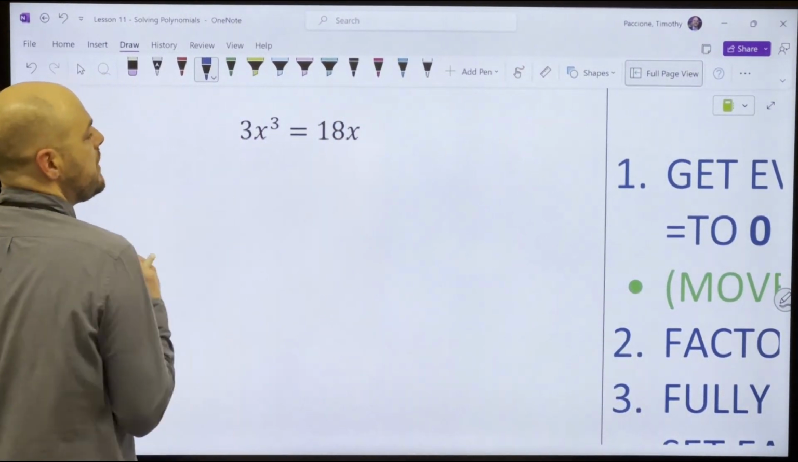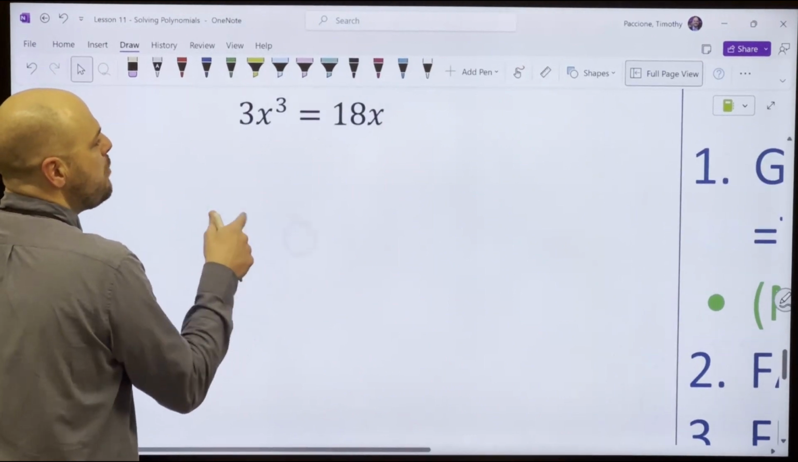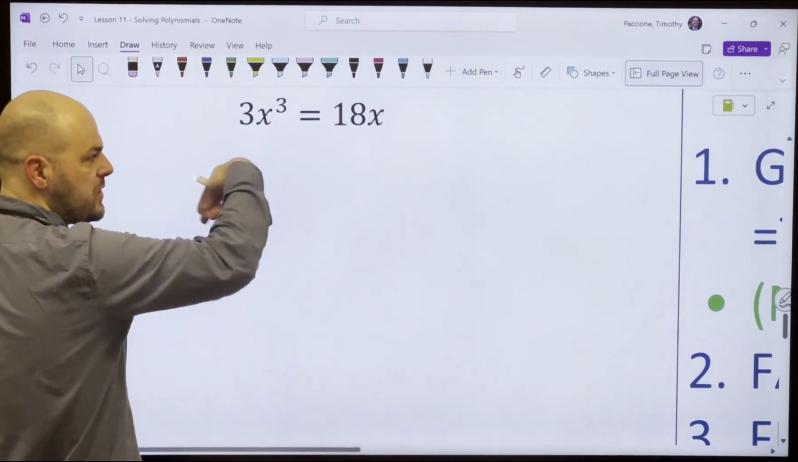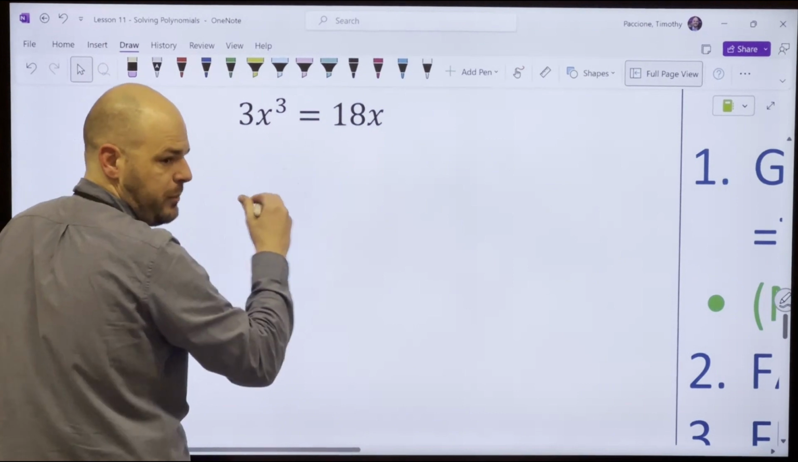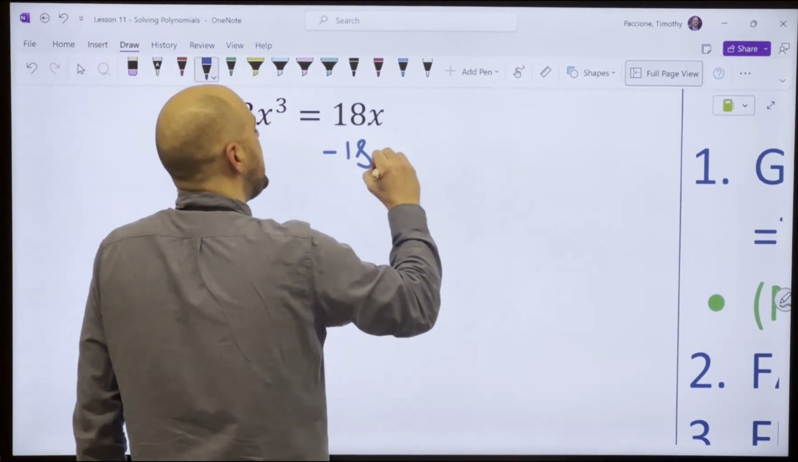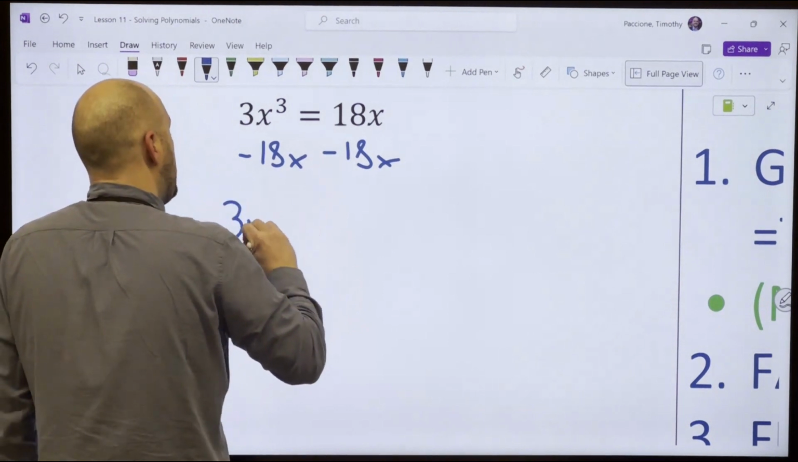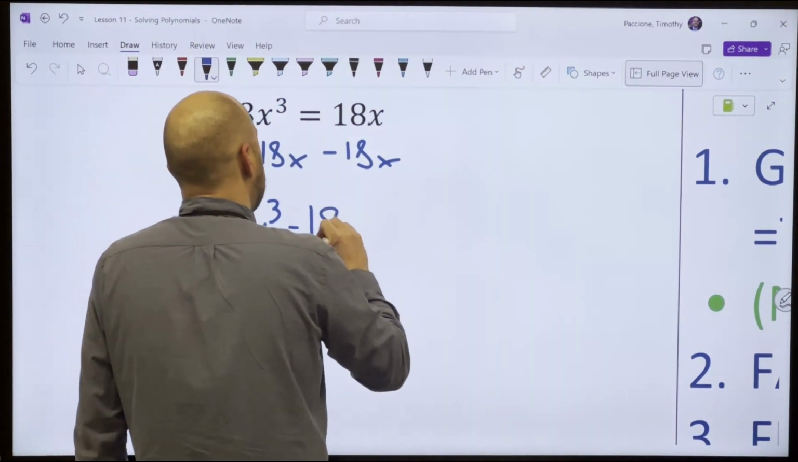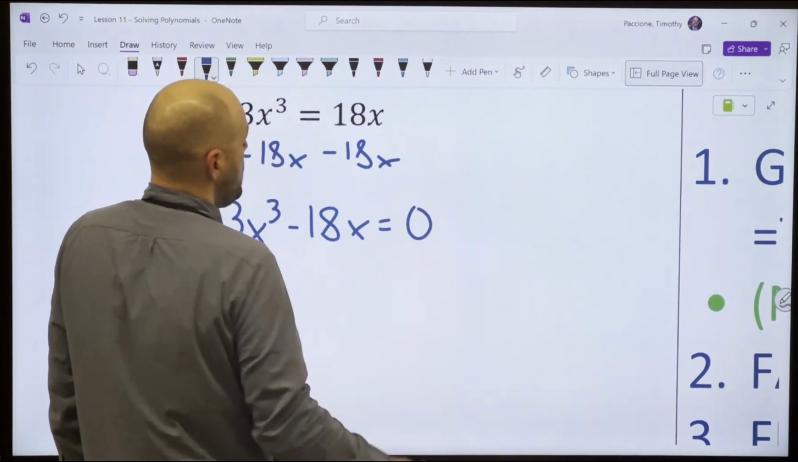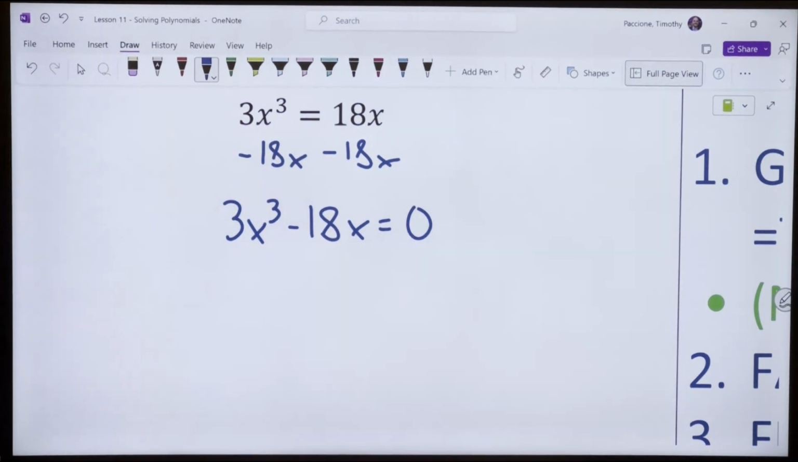But you do need all the x's on one side. I wouldn't move the bigger one away. I would move the small ones to the big one. You know what I mean? So move 18x by subtracting 18x on both sides. And I get 3x to the third minus 18x equals 0. Okay, I do need to check for that GCF.